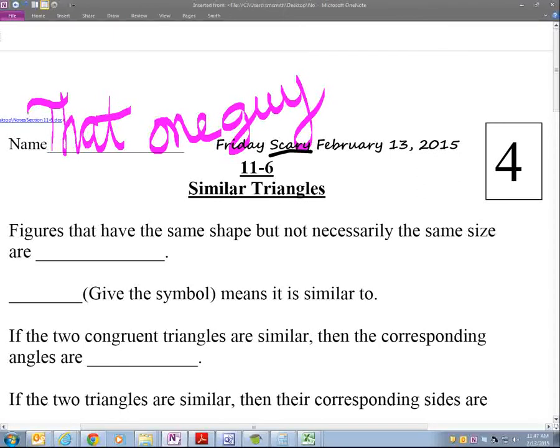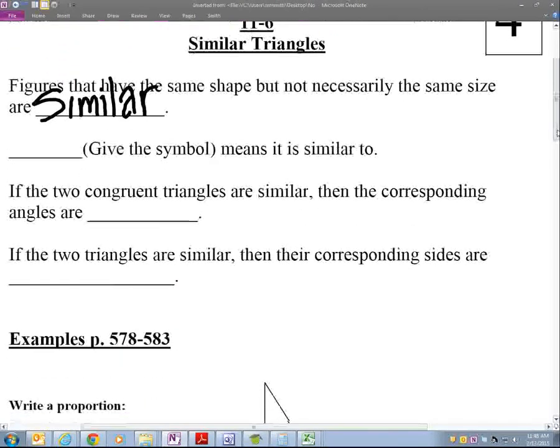Now, figures that have the same shape, but not necessarily the same size. So a triangle that is the exact same shape, let's say it's an isosceles triangle, and then there's one that's like a miniature version of it. It's not going to be the exact same. It's going to be called similar.